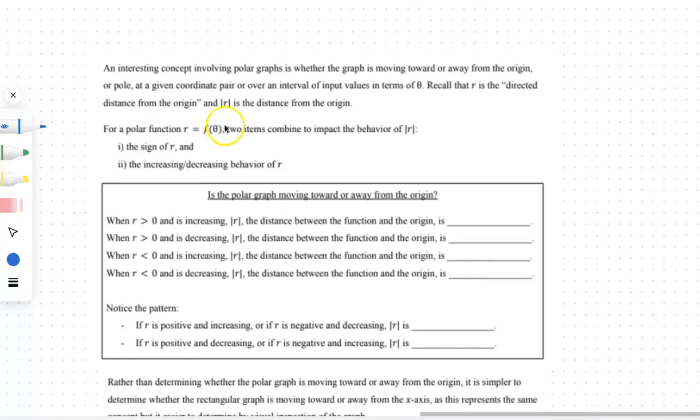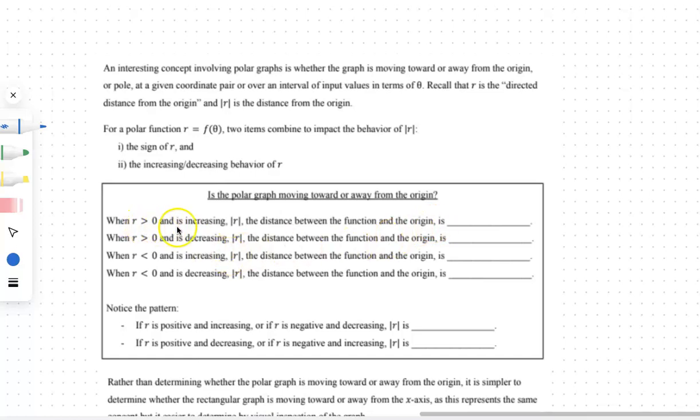Well, if we're looking just in polars, what we're going to see is that if r, the directed distance from the origin, and its rate of change are the same sign, the polar graph is moving away from the pole. And if r and its rate of change are opposite signs, then the graph is moving toward the pole.